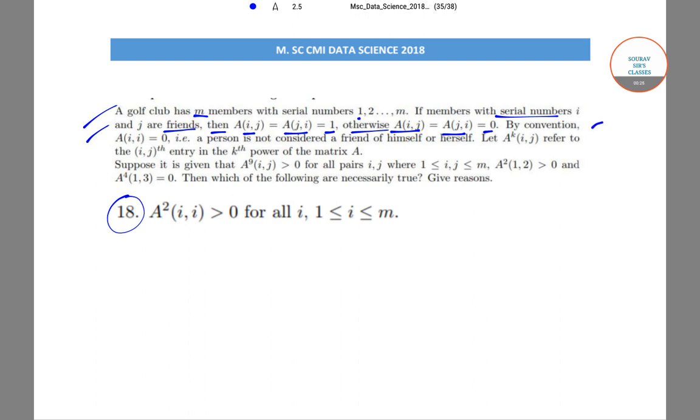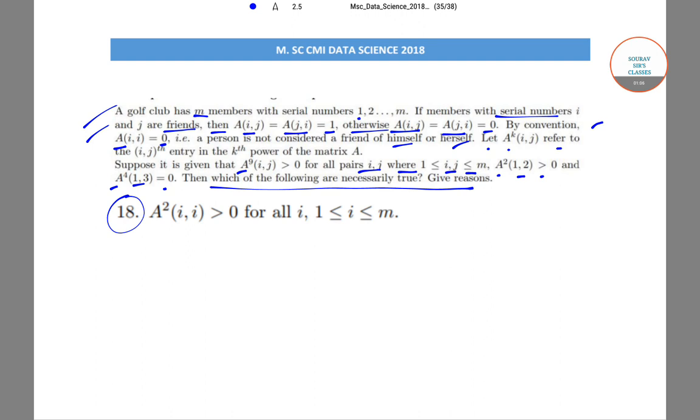By convention a of ii is considered to be 0, that is, a person cannot be considered a friend of himself or herself. Let a to the power k of ij refer to the ij entry in the kth power of the matrix A. Suppose it is given that a to the power 9 of ij is greater than 0 for all pairs i, j where 1 is less than or equal to i, j, which is less than or equal to m. Now if a square of 1, 2 is greater than 0 and a to the power 4 of 1, 3 is equal to 0, then which of the following are necessary? So these are the questions.